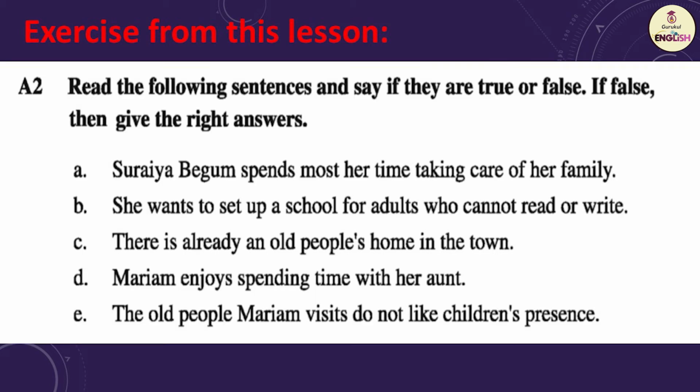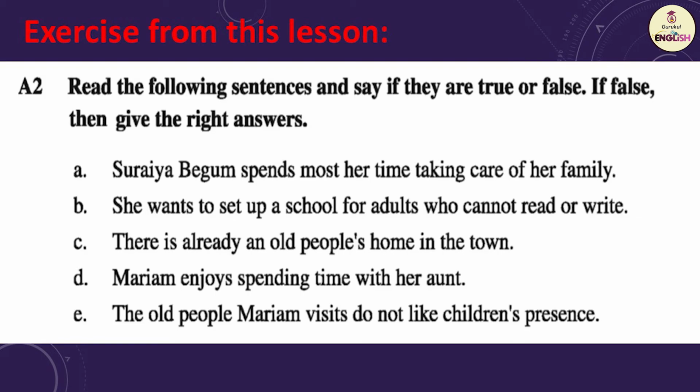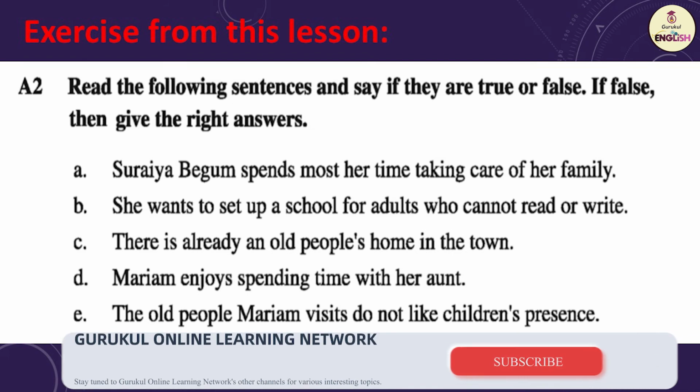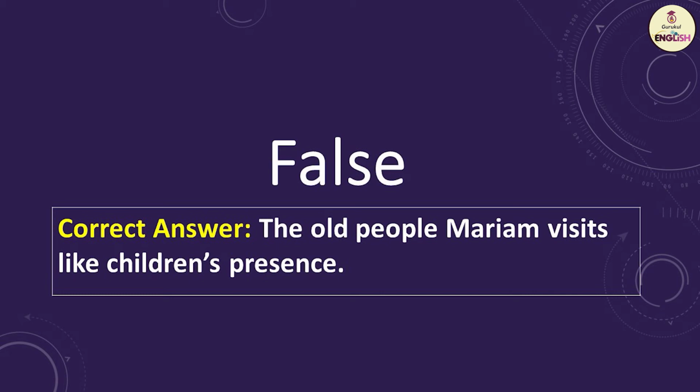D, Miriam enjoys spending time with her aunt. It is true. It is clear to us that Miriam enjoys spending time with her aunt. E, the old people Miriam visits do not like children's presence. It is false. Old people like children very much. So, the correct answer will be the old people Miriam visits like children's presence.